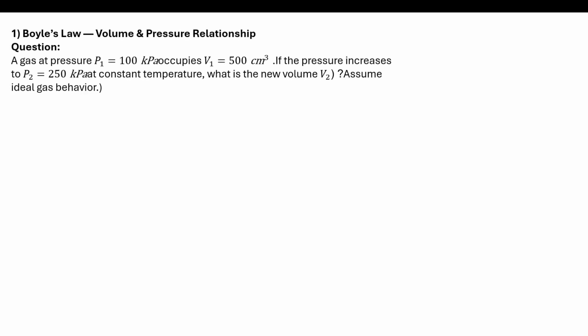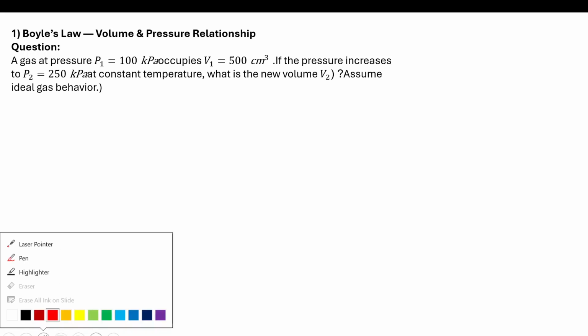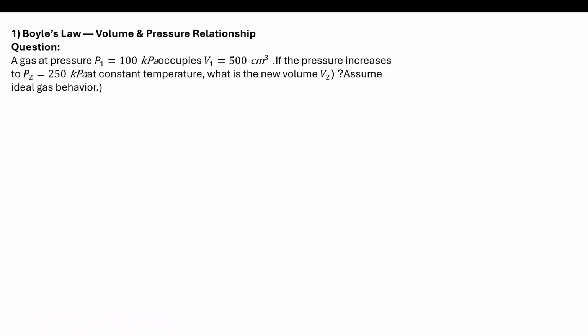So we're looking at a series of JAMB past questions. We'll be focusing on physics, and we'll look at gas laws and the calculations related to gas laws. So number one here, I have a gas at pressure P1 is 100 kilopascals. It occupies V1 at 500 cm cube. If the pressure increases to P2 is equals to 250 kilopascal at constant temperature, what is the new volume?